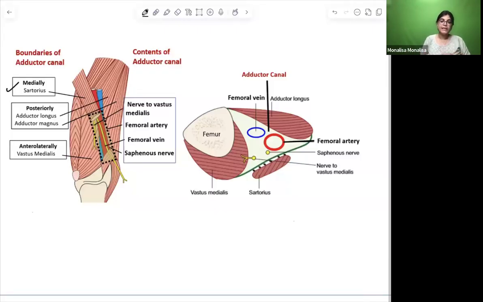It is bounded medially by which muscle? Sartorius muscle. Posteriorly by adductor longus and adductor brevis, and anterolaterally by vastus medialis. It is also important for you to note down that the femoral nerve is not a content of the adductor canal. Femoral vessels along with the saphenous nerve, nerve to vastus medialis, and also obturator nerves are the content. Also beneath the sartorius muscle, you can see there are nerves, and these will form the subsartorial nerve plexus.